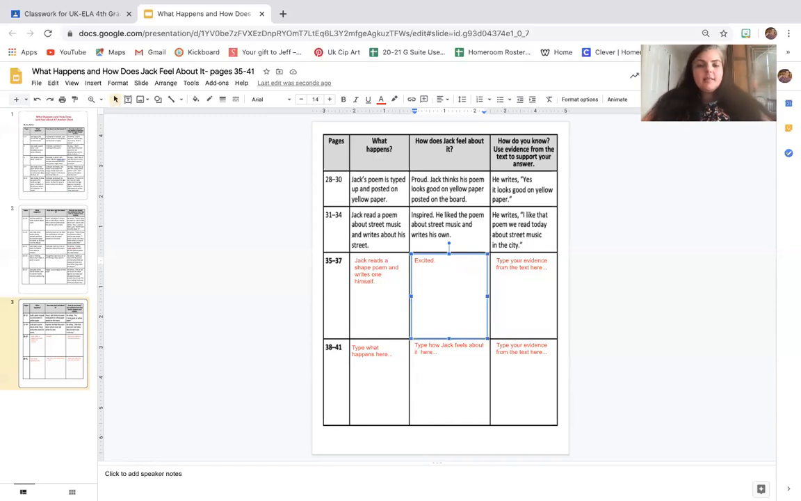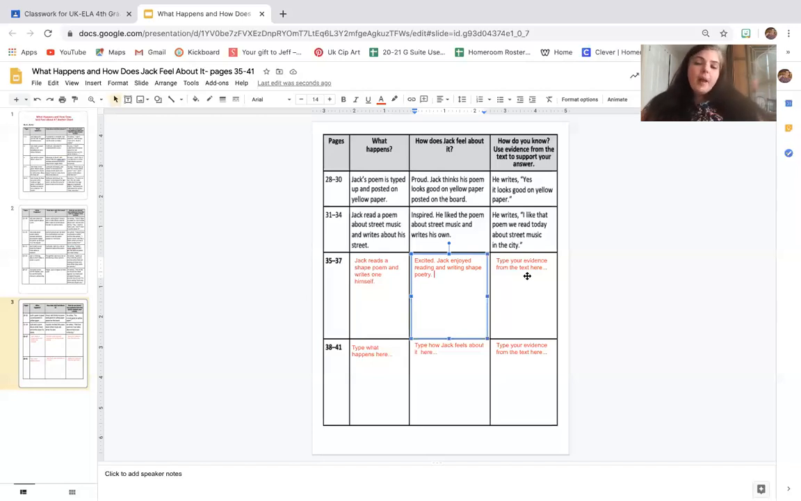Why is Jack excited? Jack is excited because Jack enjoyed reading and writing shape poems. Now, that might be a poem that you might like writing too. I don't know. We'll have to see on your performance task.